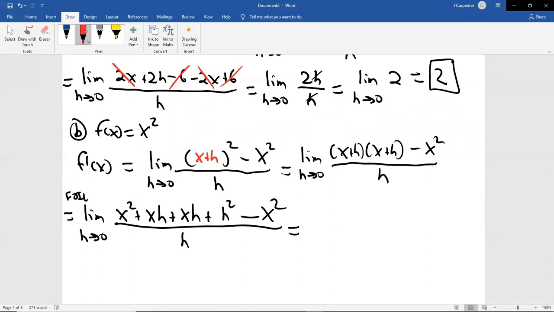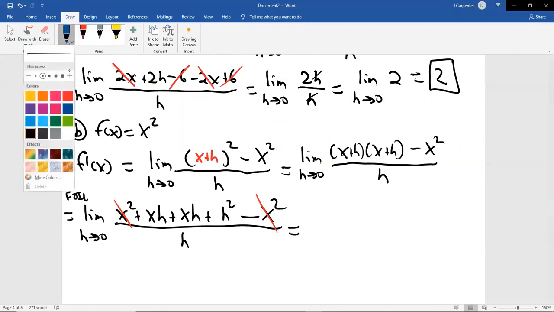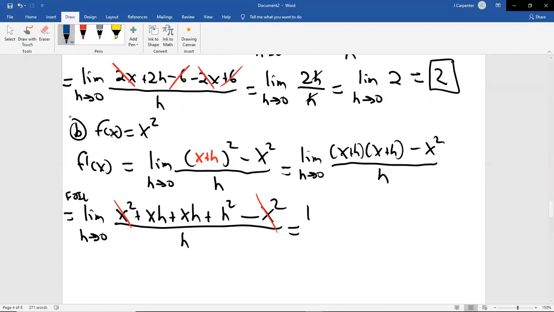These get really ugly for a hot second, but the good thing is lots of things will cancel. The x squared and the minus x squared are gone. The xh and the xh add to 2xh, adding the same thing. Apple plus apple is 2 apples. So xh plus xh is 2xh. So this is the limit as h goes to 0 of 2xh plus h squared, all divided by h, after combining like terms and canceling.